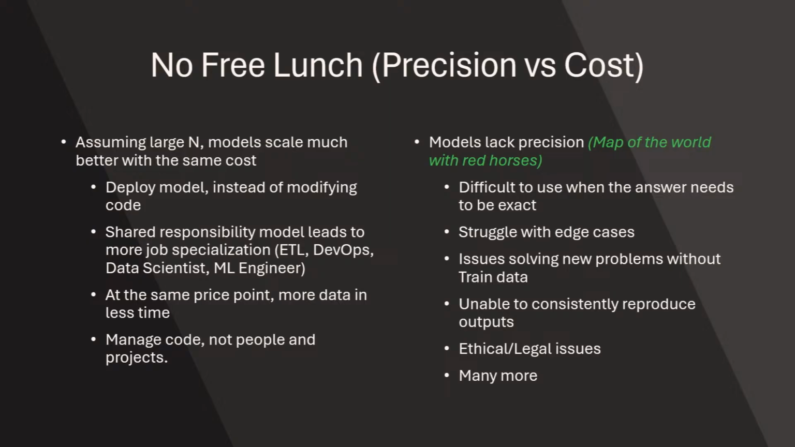Anyone who's used ChatGPT knows it's hard to reproduce results. The answer is not always exact. It can struggle with edge cases and issues solving new problems. You generally need to have training data, unless you're doing unsupervised learning, but that's a different conversation. And there are ethical and legal issues and a lot of other things. But we're seeing it everywhere.